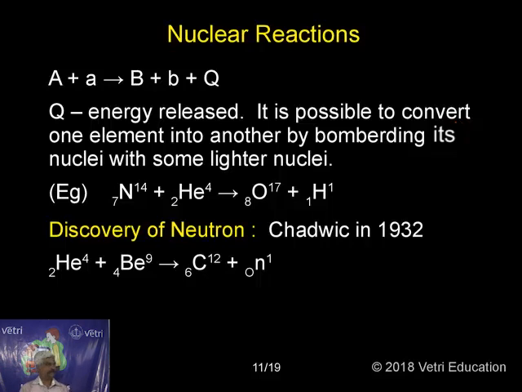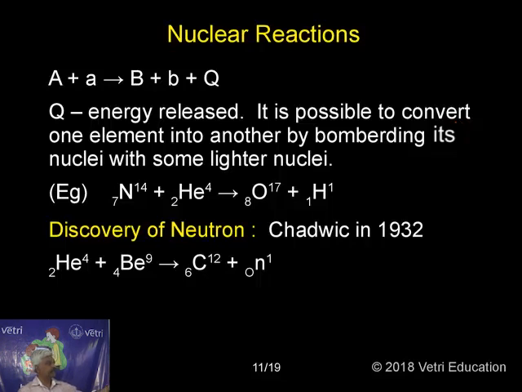Discovery of the neutron. I already told you that the small area called the nucleus is constituted of protons and neutrons. These protons and neutrons are called nucleons. The neutron was discovered by the scientist Chadwick in the year 1932. We know beryllium, a lighter element, 4Be9, is bombarded with an alpha particle.